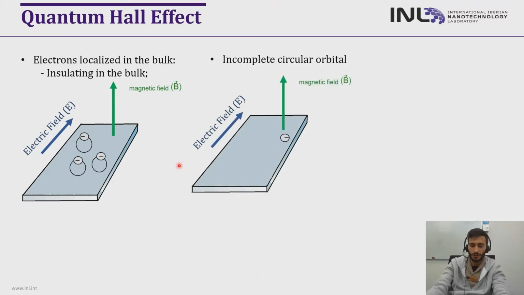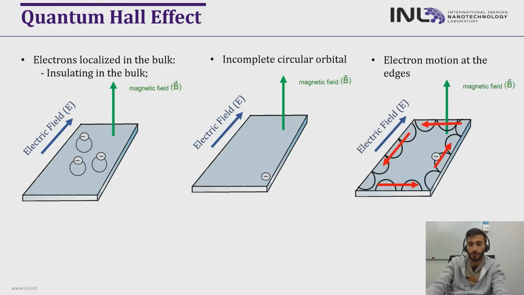What happens in the edges? Due to the incomplete circular movement, our electrons are going to flow along the edges, creating this current.